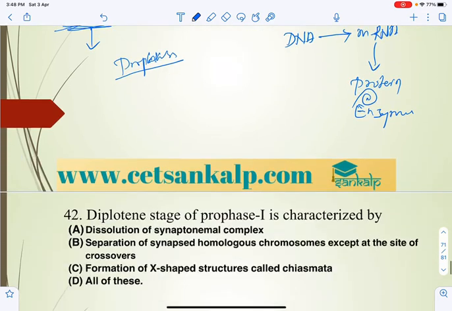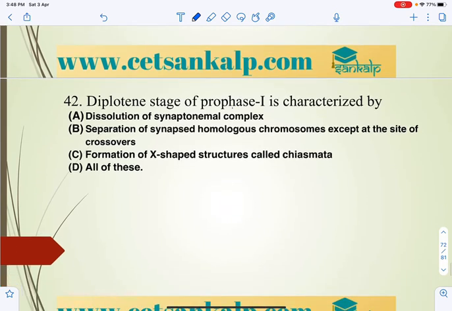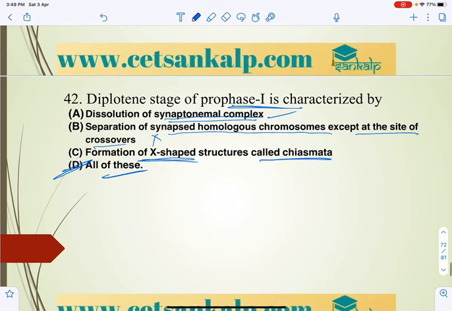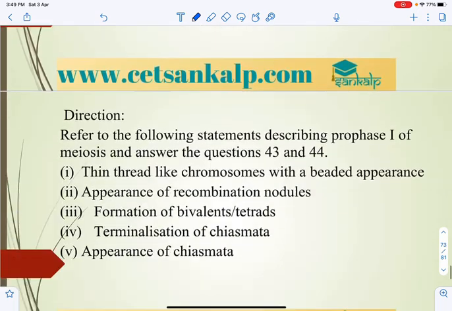Right, so next question. The diplotene stage of prophase 1 is a fourth phase where dissolution of the synaptonemal complex occurs, that is correct. Separation of synapsed homologous chromosomes except at the site of crossover gives an X-shaped structure. The formation of the X-shaped structure is called chiasmata. So all of these will be there. Chiasma appears in pachytene but is clearly visible in the diplotene stage. So all of these are correct answers.